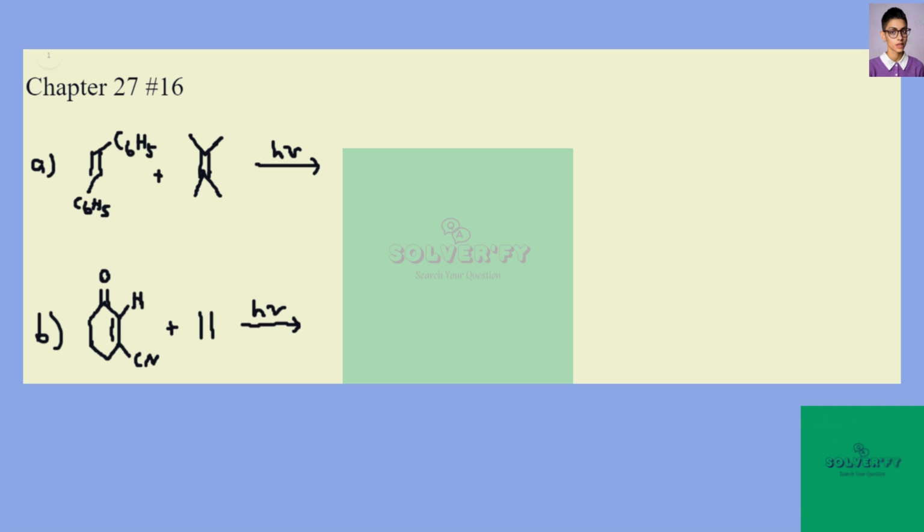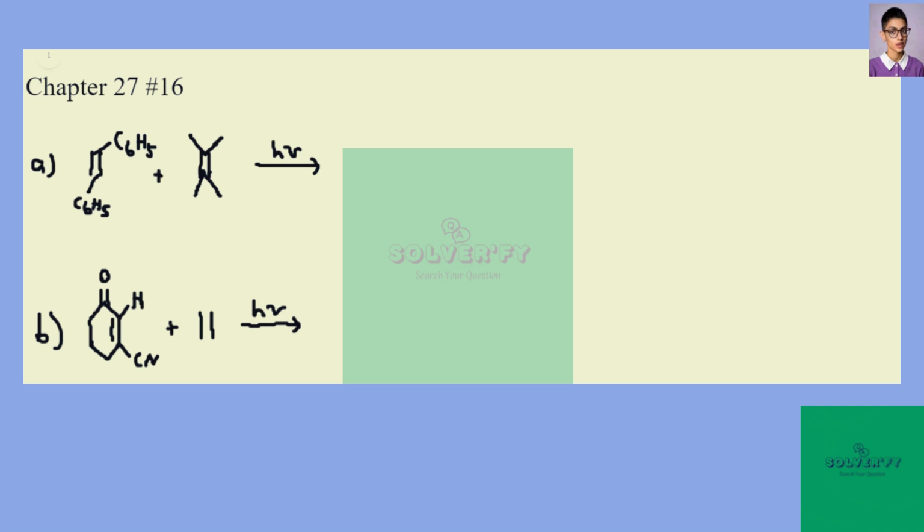This is the answer to Chapter 27, problem number 16 from the Smith Organic Chemistry textbook. In this problem, we are asked to consider two 2+2 photochemical cycloadditions. Photochemical, of course, means light is the driving force here rather than heat.